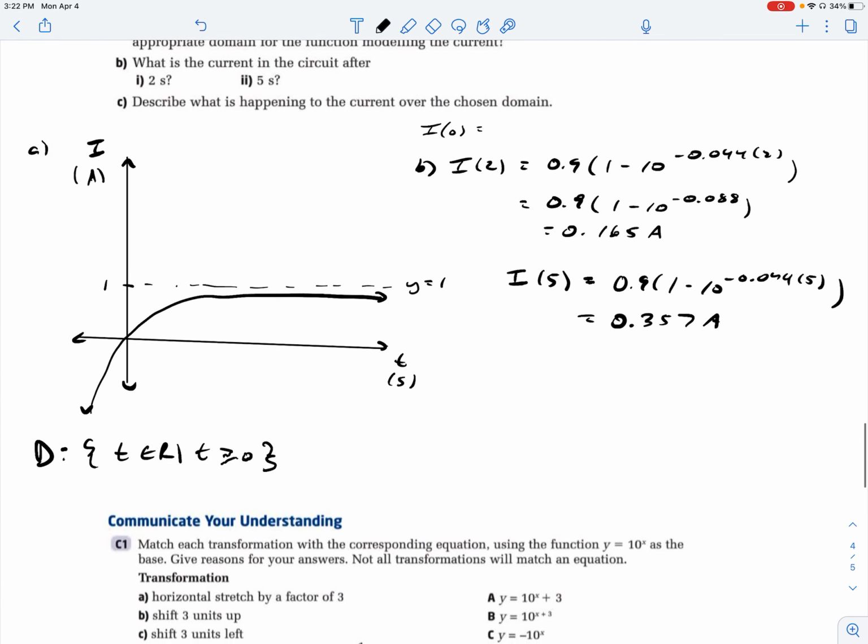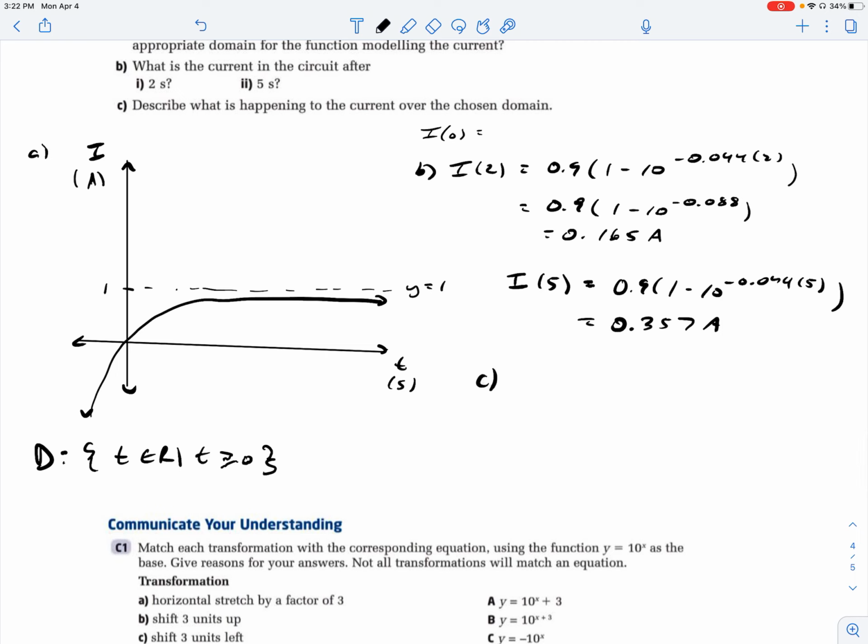Describe what is happening to the current over the chosen domain. The current, we could say the current begins from 0 amps and then slowly approaches 1 amp.